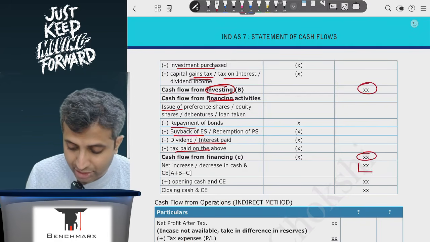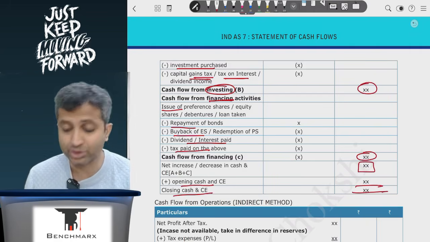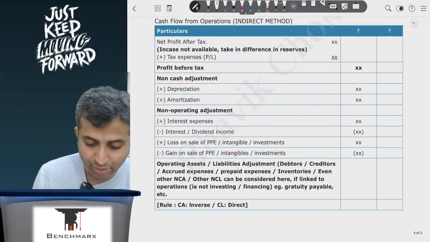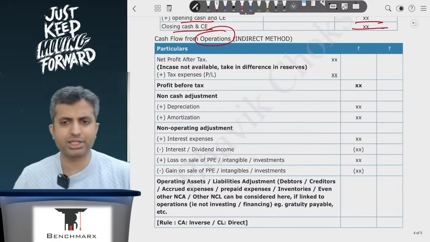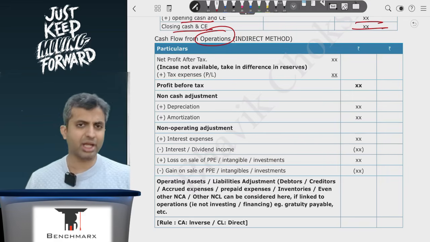And then you have the net change in cash and cash equivalents. To that you add the opening cash and cash equivalents, which will give you the closing. It has to reconcile. Now let us look at the indirect method, cash flow from operations. Why? Because investing and financing will remain the same whether it is the direct method or the indirect method.